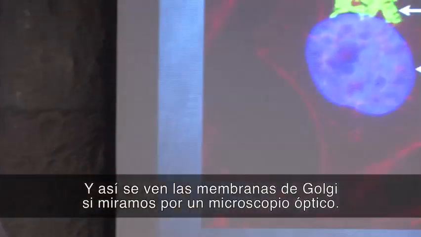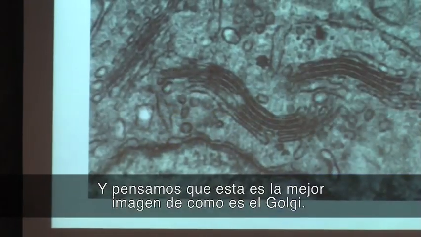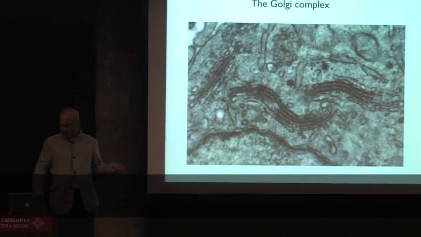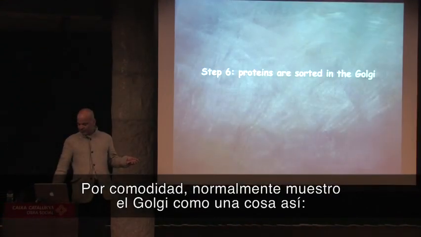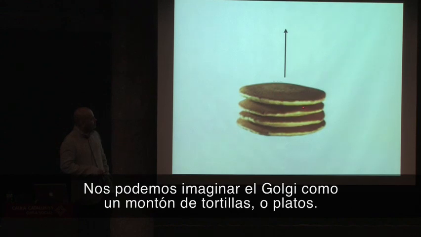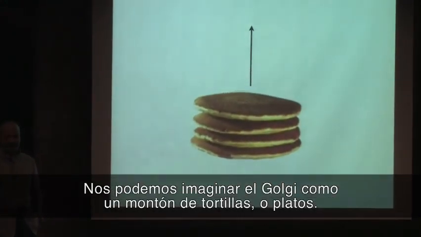And this is what the Golgi membranes look like. If you look at the cells by light microscopy, and we think that this is by far the best picture of what the Golgi looks like. For the sake of convenience, I usually show Golgi to be something like this. We can project Golgi as a stack of tortillas, if you want to call it, okay?